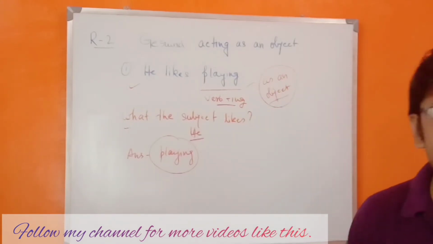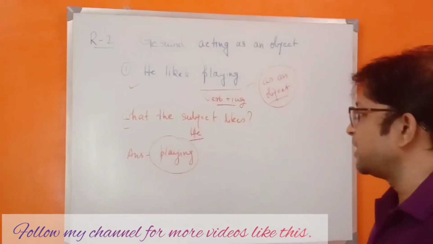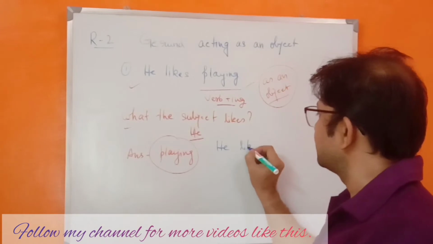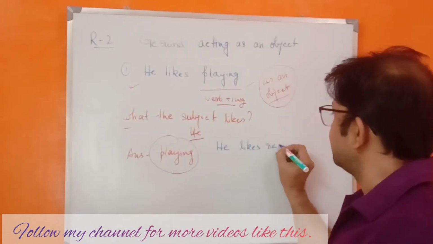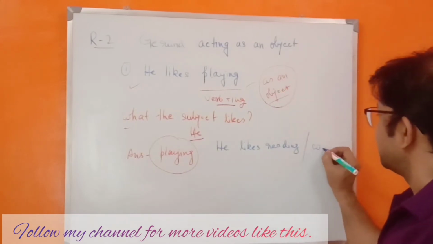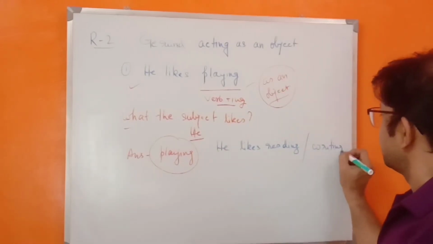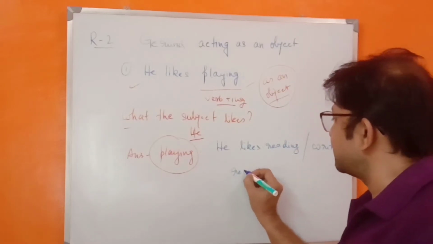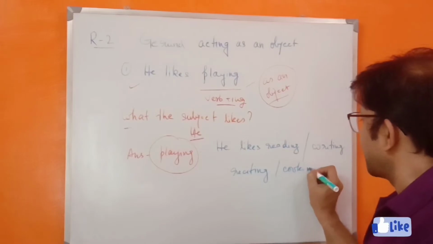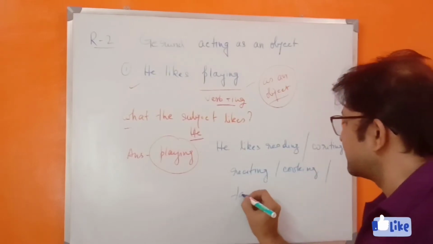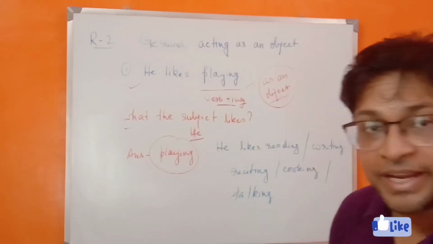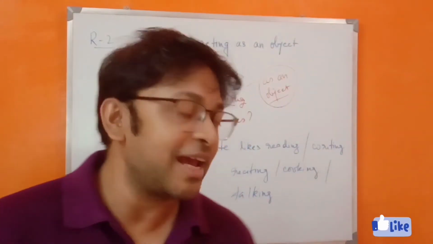Suppose there might be some other sentences like this one. He likes reading. He likes writing. He likes reciting, cooking, talking. In all these things, whatever you write, here the gerund is acting as an object.